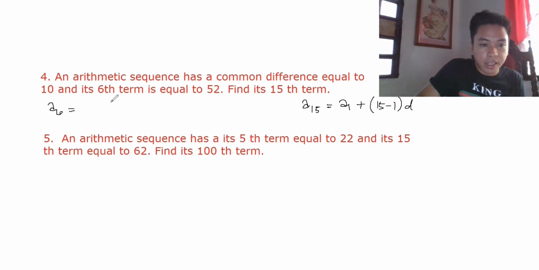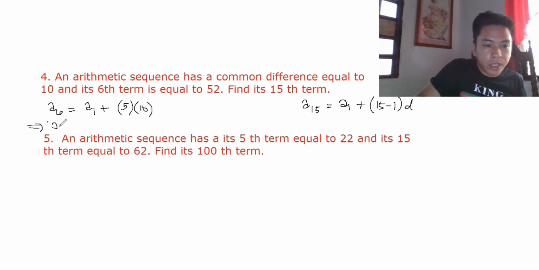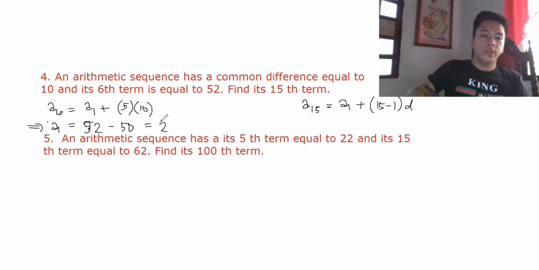So we have a sub 6, the sixth term, is equal to a1 plus n minus 1, so that's 6 minus 1, so you get 5, times your d, which is 10. So you have a common difference equal to 10. So therefore, your sixth term is 52. So I'm gonna solve for a1. That's gonna be a1 equals a6, which is 52, transfer this, so that's equal to 50. So a1 here is 2.